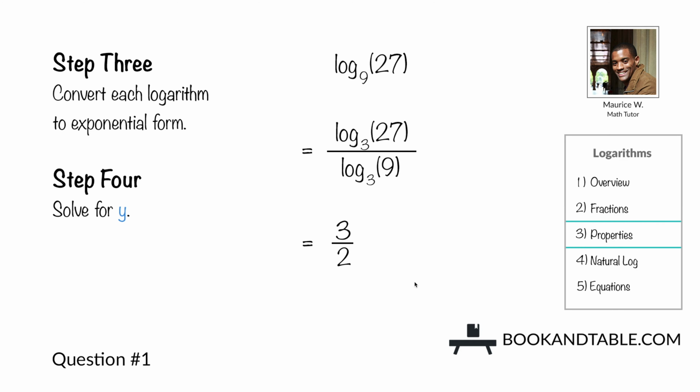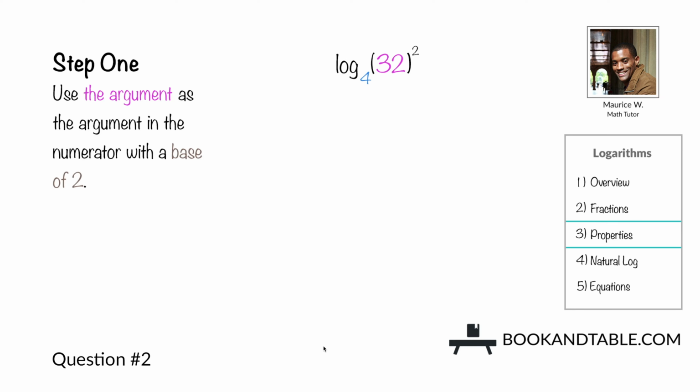So we find that the log of base 9 of 27 is equal to the log of base 3 of 27 divided by the log of base 3 of 9, which is equal to 3 over 2, and that is equal to 1.5. So the answer to question number 1 is 1.5. Let's now have a look at question number 2.